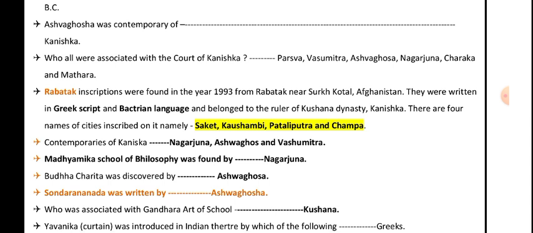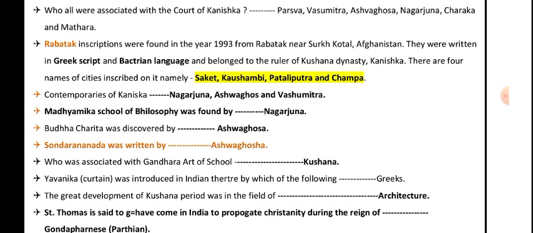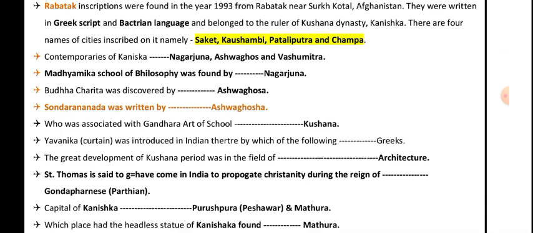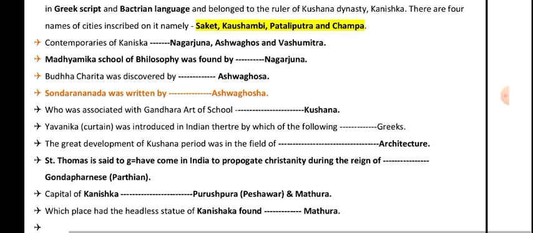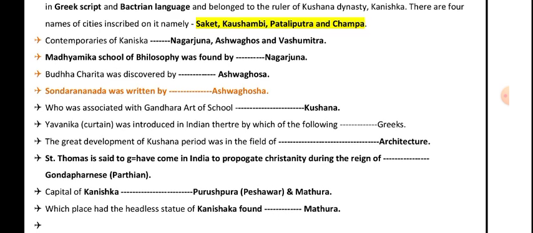Who all were associated with the court of Kanishka? Parshva, Vasumitra, Ashwaghosha, Nagarjuna, Charaka and Mathara. Rabatak inscriptions were found in the year 1993 at Rabatak near Surkh Kotal, Afghanistan. They were written in Greek script and Bactrian language and belonged to the ruler of the Kushana dynasty, Kanishka. There are 4 names of cities inscribed on it, namely Saket, Kausambi, Pataliputra, Champa.